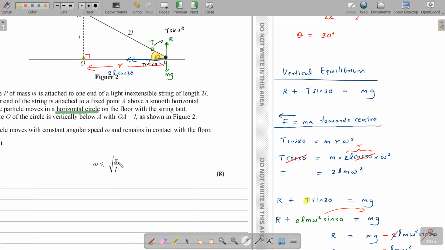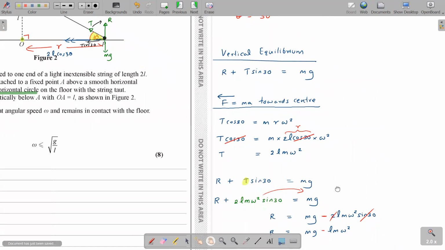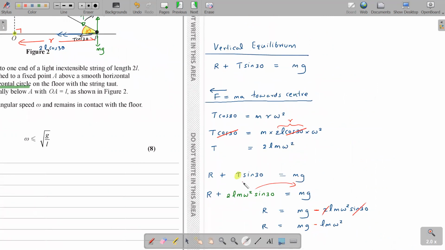In order to get this inequality, how do we build the foundation for the inequality? The way I'm going through this is I'm going to use all this stuff that we placed to derive some kind of a value for R, the normal reaction. So here the normal reaction, I get mg minus 2L m omega square sine 30. Sine 30 is half, half and 2 can cancel here, and you get mg minus L m omega square.